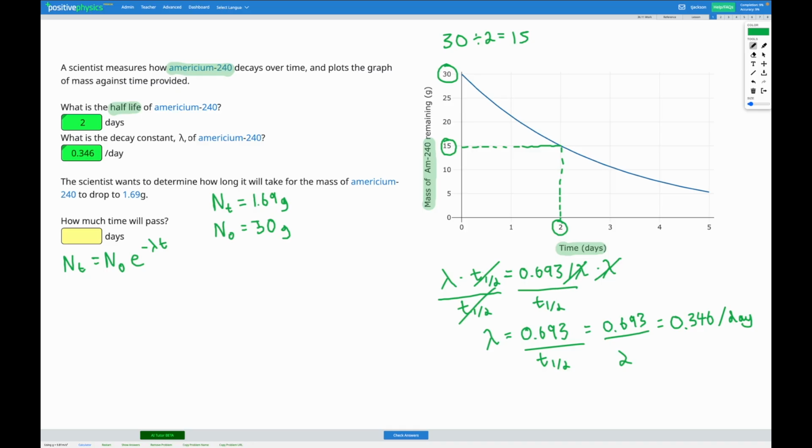Then we've got e to the power of negative the decay constant times the time. Our decay constant, that's something we've already calculated. We got 0.346 per day. And the time, that's what we want to find. We want to find how long it takes for the mass to drop to 1.69 grams. So t is our unknown variable. We're going to need to rearrange this equation to get t on its own. So I'm going to start by dividing by N_0 on both sides.